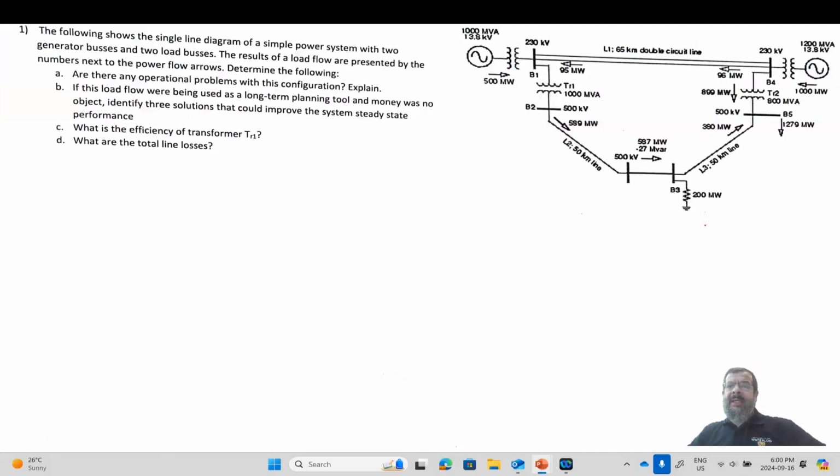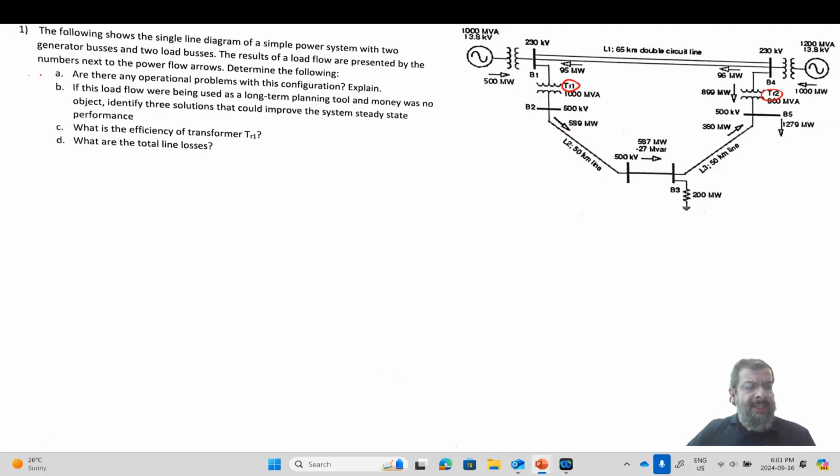So here it says that this is a question about a power system. It has 1, 2, 3, 4, 5 buses. We have three different voltage levels. The generators generate the voltage at 13.8 kilovolt. We have these two transformers to step up the voltage from 13.8 to 230 kilovolt. Then we have TR1 and TR2 to step the voltage from 230 to 500 kilovolt. We can see here at the buses how much power is flowing at the beginning of the line and at the end of the line as well.